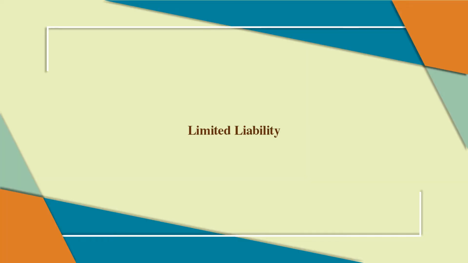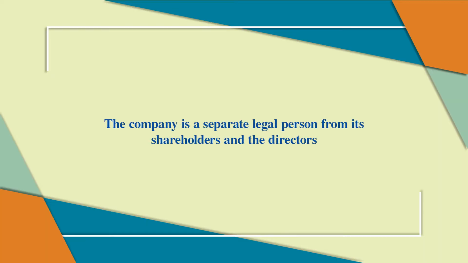The next advantage of a company is that it has limited liability. The basis of limited liability is that all debts incurred by a company are the company's liabilities and are not directly the legal liabilities of the shareholders or of the directors of the company. The company is a separate legal person from its shareholders and directors. The company incurs debts in the course of its business, and only the company is liable for those debts.